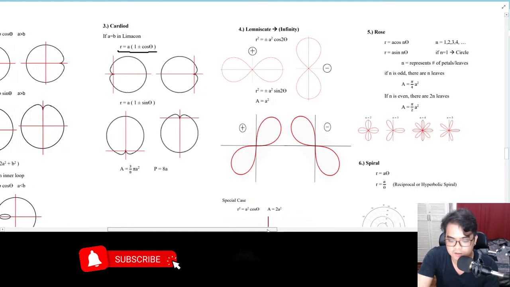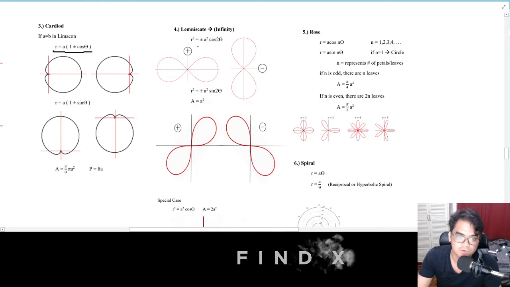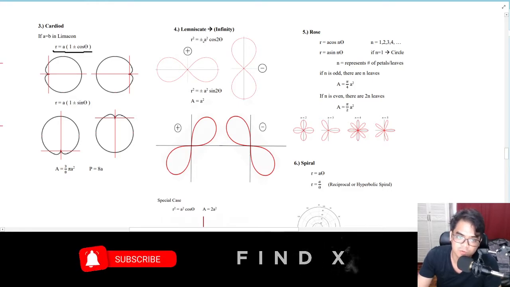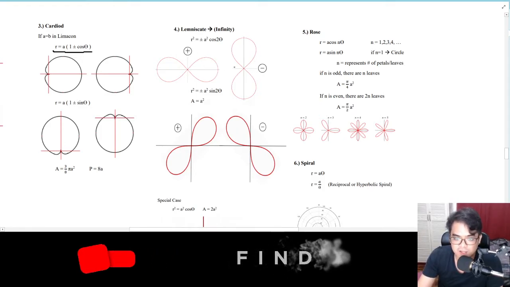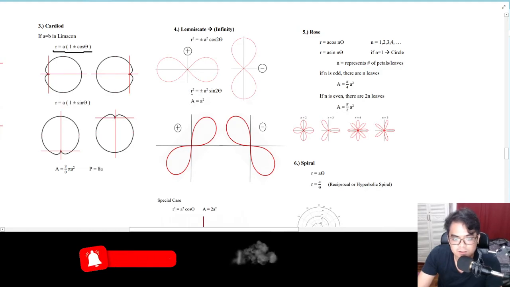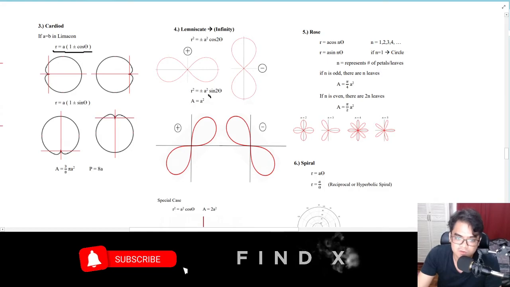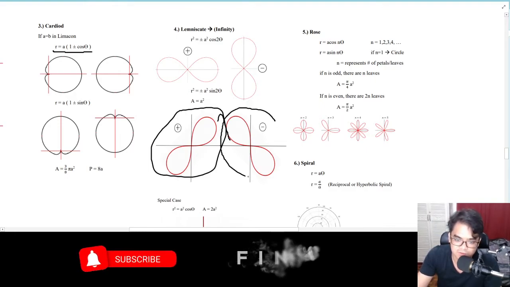Next we have the lemniscate. Lemniscate is also the infinity symbol, right? So that will be r squared is equal to plus or minus a squared cosine 2 theta. If it's plus, it is an infinity sign, and if it's negative, it is the vertical infinity sign. So the area is just a squared. Now, if it is sine instead of cosine, it will look something like this, and if it's negative, this one.